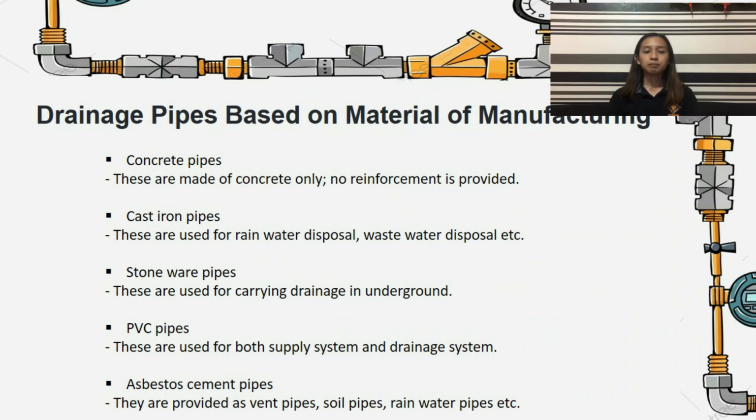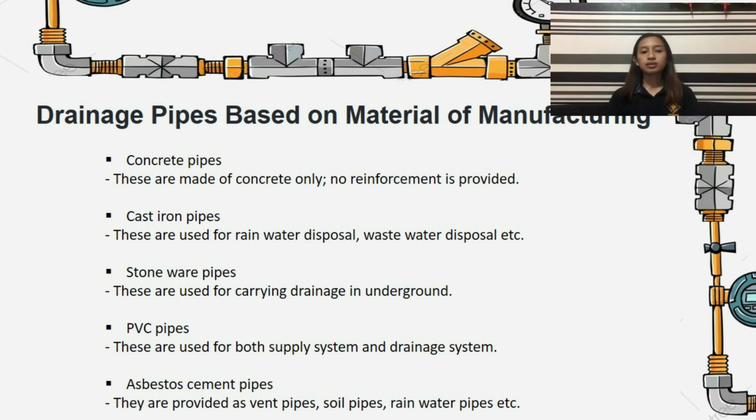Concrete pipes are only made of concrete, so there is no reinforcement provided. It is also precasted pipes. Next is the cast iron pipes, which are made by pouring molten iron into the sand molds. So they are used for rainwater disposal and wastewater disposal. Stoneware pipes are manufactured in ceramic industries by burning soft soil in high temperature. So these are used for carrying drainage in the underground.